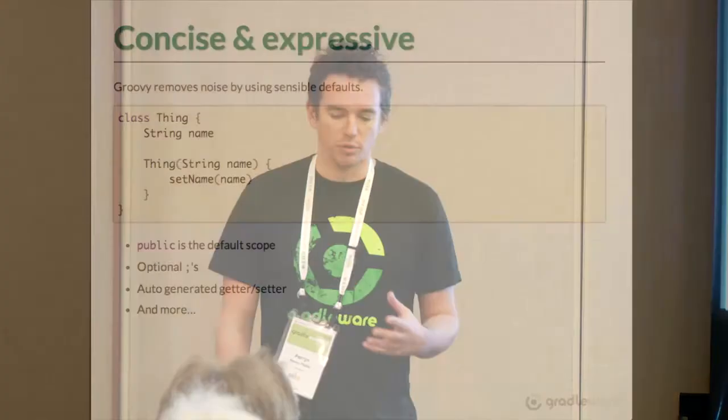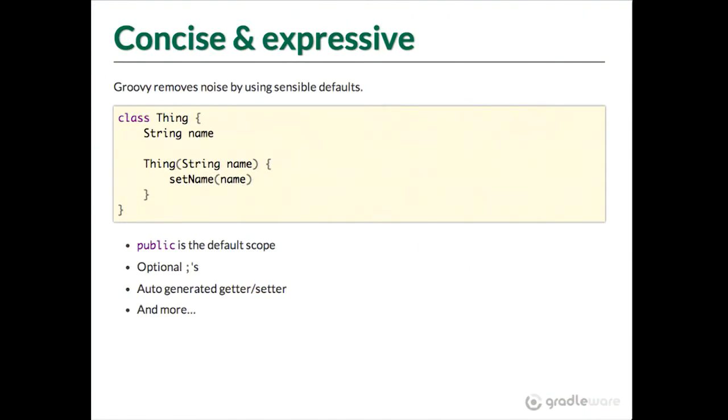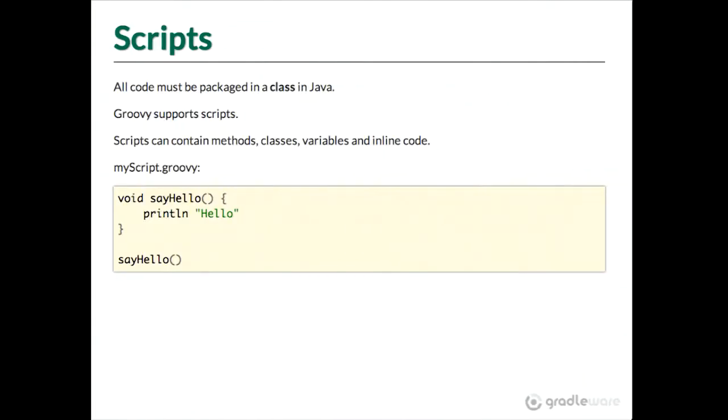However, it's also very concise and expressive if you want to use it that way. It removes noise by using sensible defaults. Java's quite verbose, and a lot of the time you're typing exactly the same thing because you always want it. So by default, public is the default scope. Semicolons are completely optional. There are auto-generated getters and setters, which is probably the first kind of interesting thing. We'll talk about that more later, won't we? Yep. So there's more.